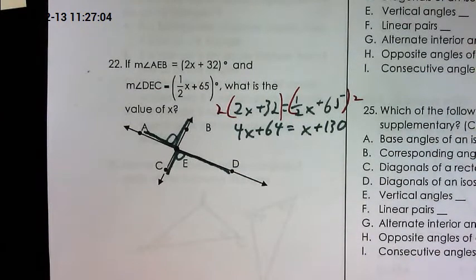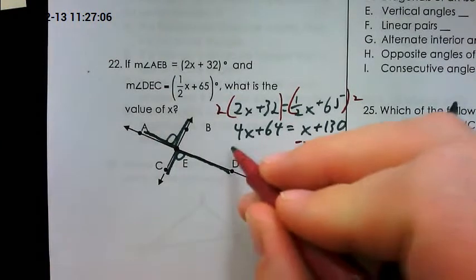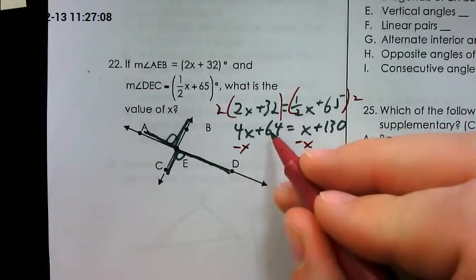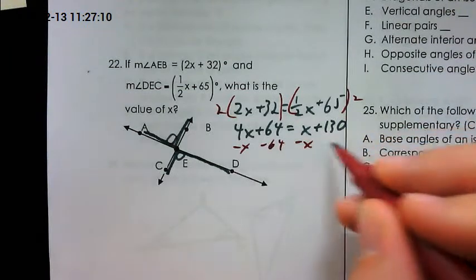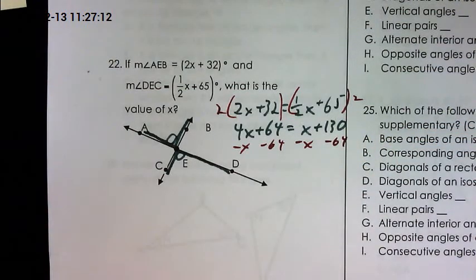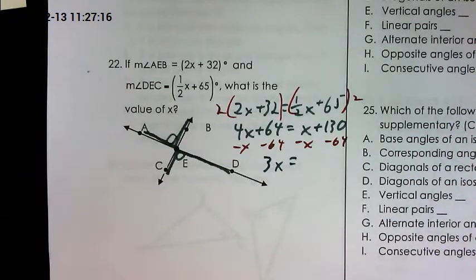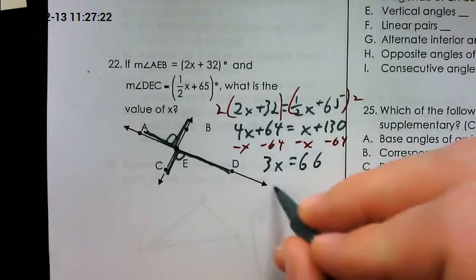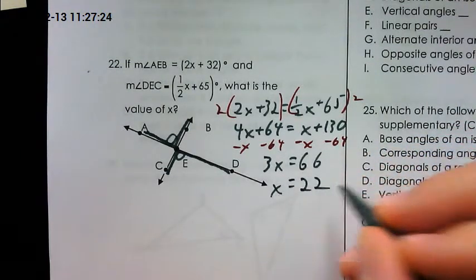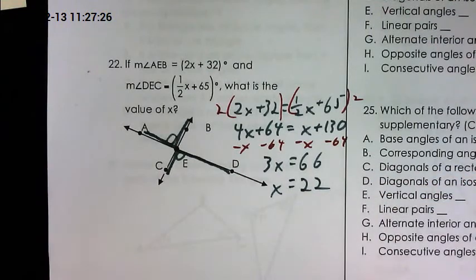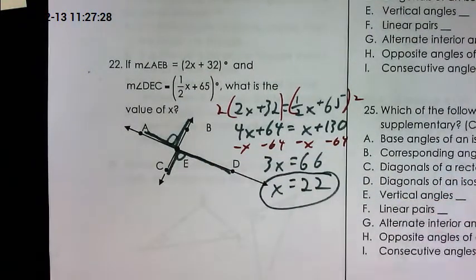I'm going to go ahead and bring this x over to the other side. And bring the 64 the opposite way by subtracting. So we get 3x equals, let's see, 130 minus 64 gives us 66. Divide by 3, and we get 22. Now, they only want the value of x, so that's our final answer.